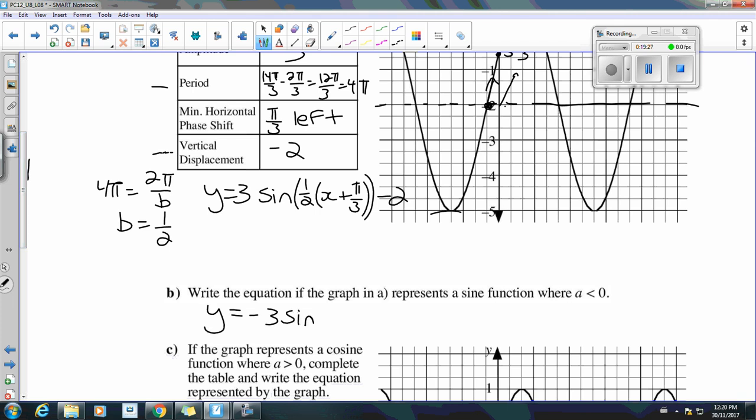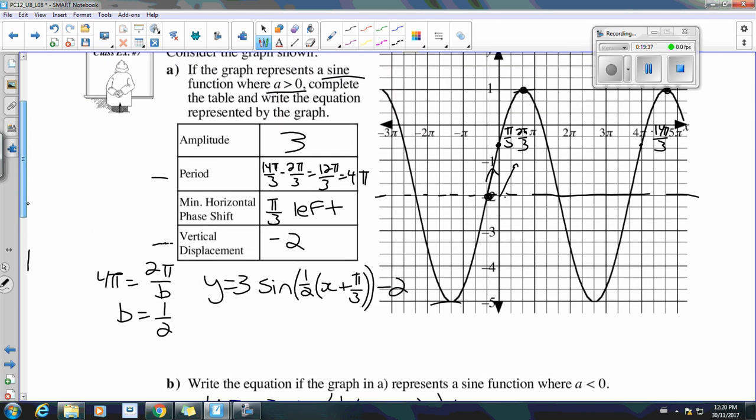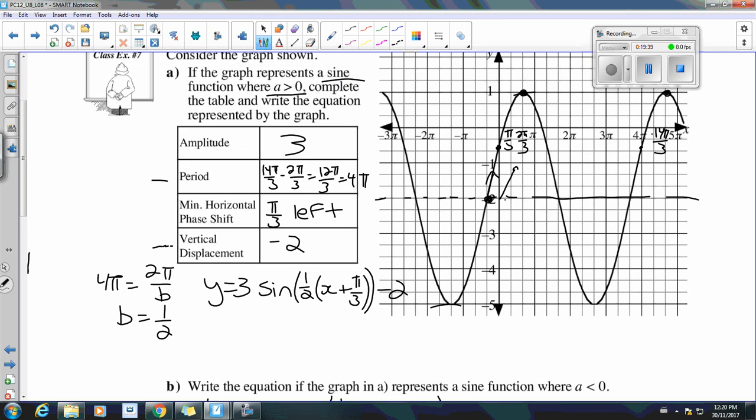So everything stays the same except our phase shift. We can change. So for something that's less than 0, well now instead of looking for a point from my midline that goes up, I need to find a point from my midline that goes down. So we know that each line here is pi/3. 2 pi would be 6 pi/3, so one less than that would be 5 pi/3.